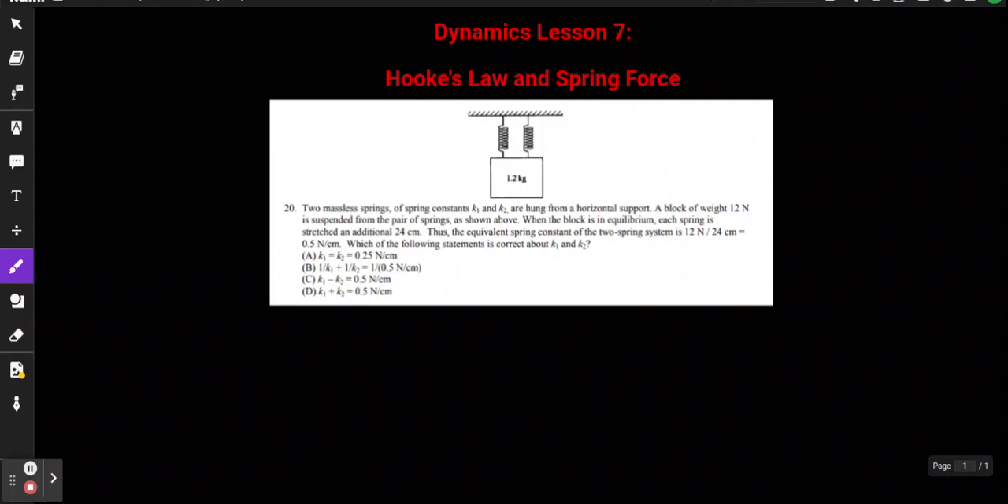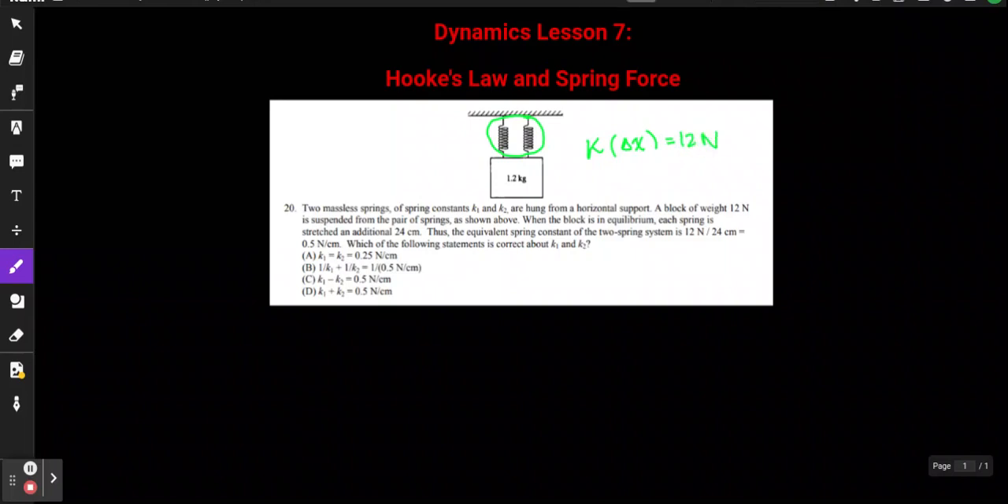So, from this, I'm going to use the picture that they already drew. And what usually helps when you have two parallel springs is to draw a box around them and first imagine them as one spring. In order for this one spring to hold up the 1.2 kilograms, the K times the displacement has to equal 12 newtons.